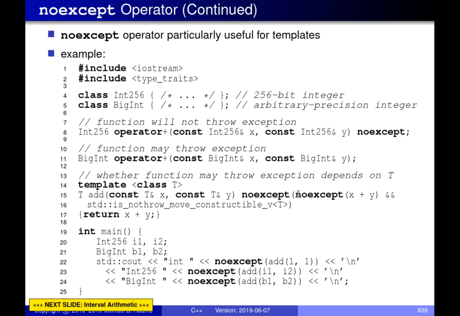And in this particular case, the obvious thing is that I need to be able to add x and y without throwing exceptions. So I'm basically saying this function doesn't throw exceptions as long as adding x plus y doesn't throw exceptions and the type T is move constructible without throwing an exception. In other words, you can construct the object without throwing an exception.